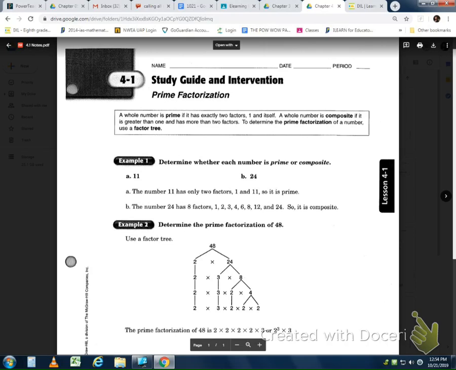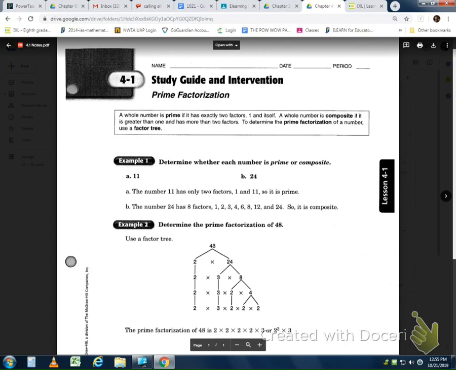If you read what's in the box, it says a whole number is prime if it has exactly two factors, 1 and itself. So if nothing else goes into the number other than 1 and itself, it would be considered prime. I'll talk more about that in a minute. A whole number is composite if it is greater than 1 and has more than two factors. To determine the prime factorization of a number, use a factor tree.